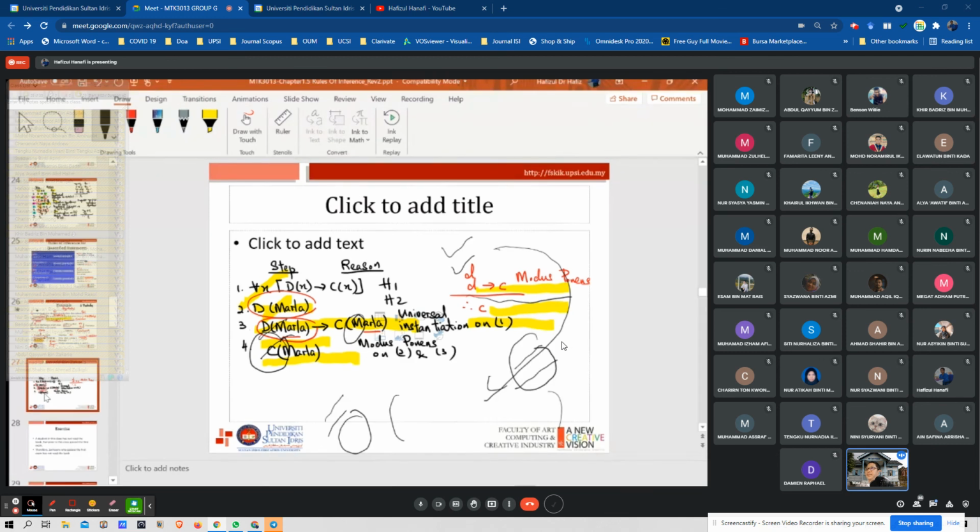Step by step there. We have for all x, D(x) implies C(x) as H1, and then D(Marla) for H2, and then D(Marla) implies C(Marla). This one is universal instantiation on 1, and then we have C(Marla) by modus ponens on 2 and 3. So far, do you have any question?